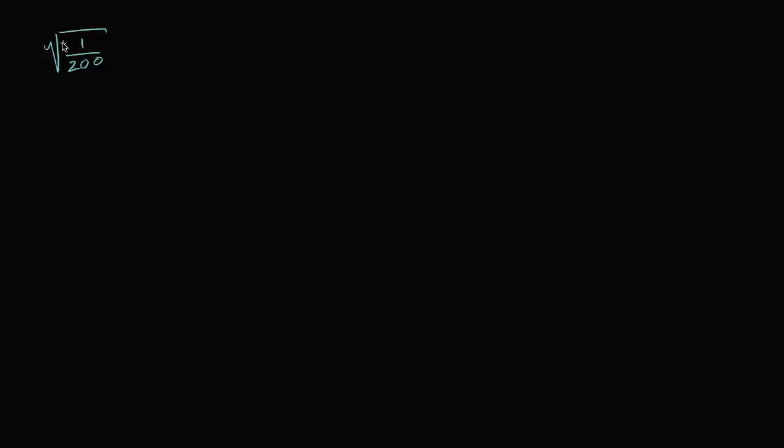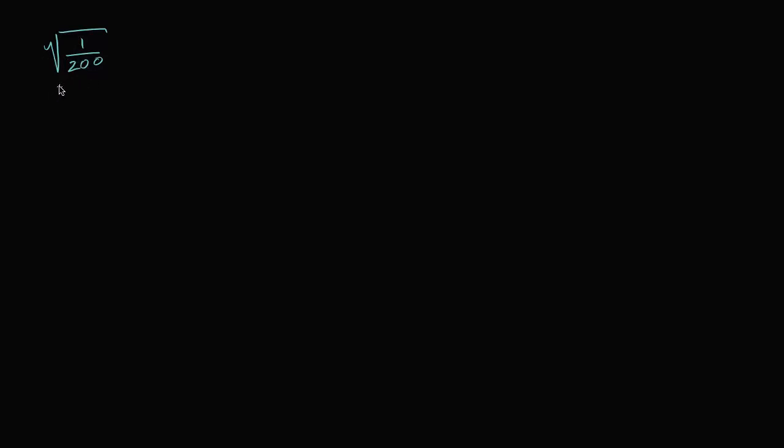So we have here the square root, the principal root of 1/200th. And what I want to do is simplify this. When I say simplified, I really mean if there are any perfect squares here that I can factor out, to take out from under the radical. I encourage you to pause the video and see if you can do that.